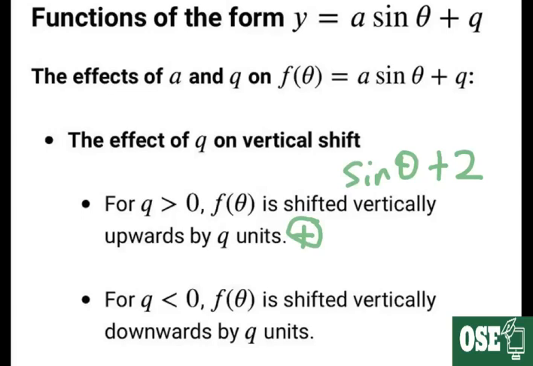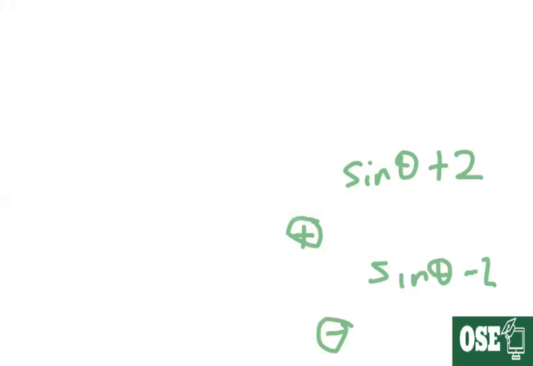Yes. I'll make an example just now. And then when q is less than 0, so when q is negative, so if we have sine theta minus 2, the graph is going to shift downwards by 2 units. So now instead of the lowest point being at -1, the lowest point will now be at -3. So let's see what that would look like on a Cartesian plane.